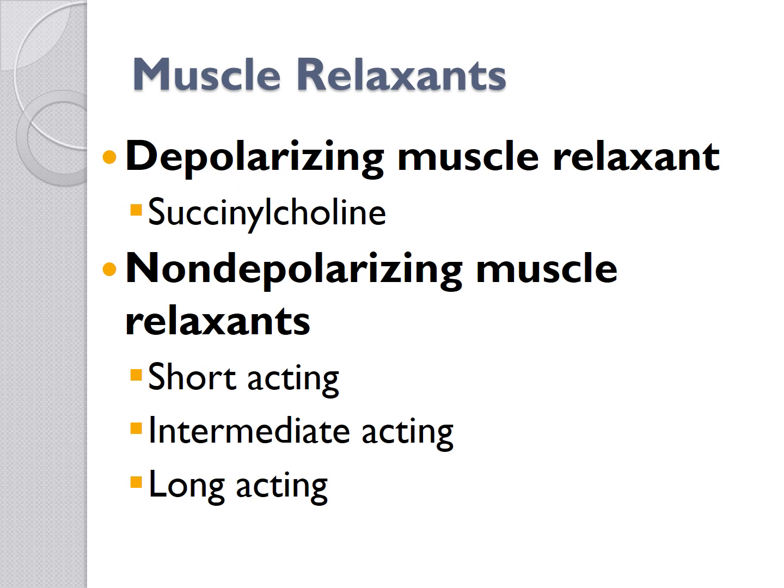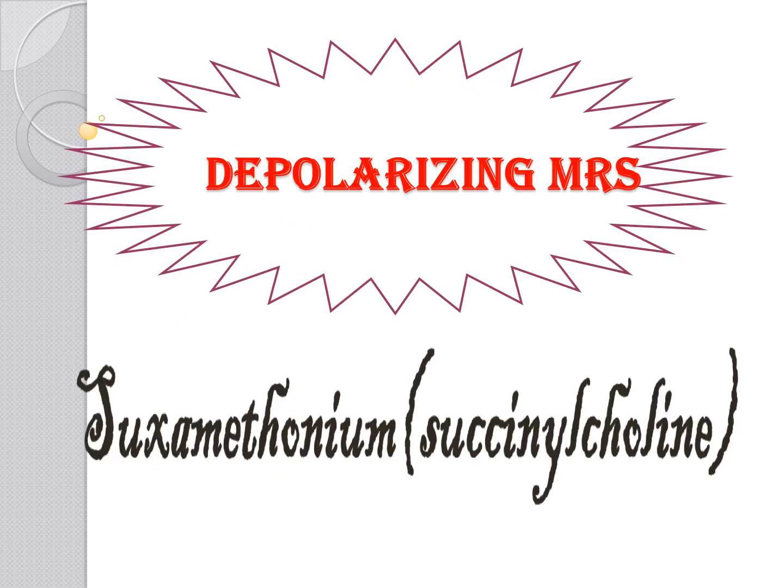Muscle relaxants have two groups: depolarizing muscle relaxant, succinylcholine, and non-depolarizing muscle relaxants, which are divided according to their duration of action into short-acting, intermediate-acting, and long-acting drugs. We will begin with depolarizing muscle relaxant, which includes succinylcholine.